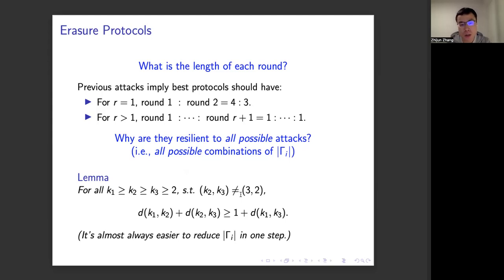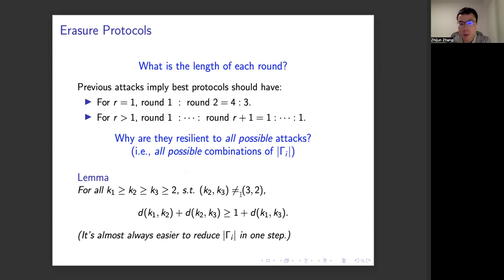So what we show in the paper is the following very technical lemma. For all K1 larger than K2 larger than K3 larger than 2, such that K2, K3 is not the pair 3 and 2, we show that d of K1, K2 plus d of K2, K3 is at least 1 plus d of K1, K3. And the way we interpret this inequality is that, whenever you have two consecutive rounds of equal length, from the perspective of adversaries, it's almost always easier to reduce the size of gamma I in a single step instead of doing it in 2 steps.